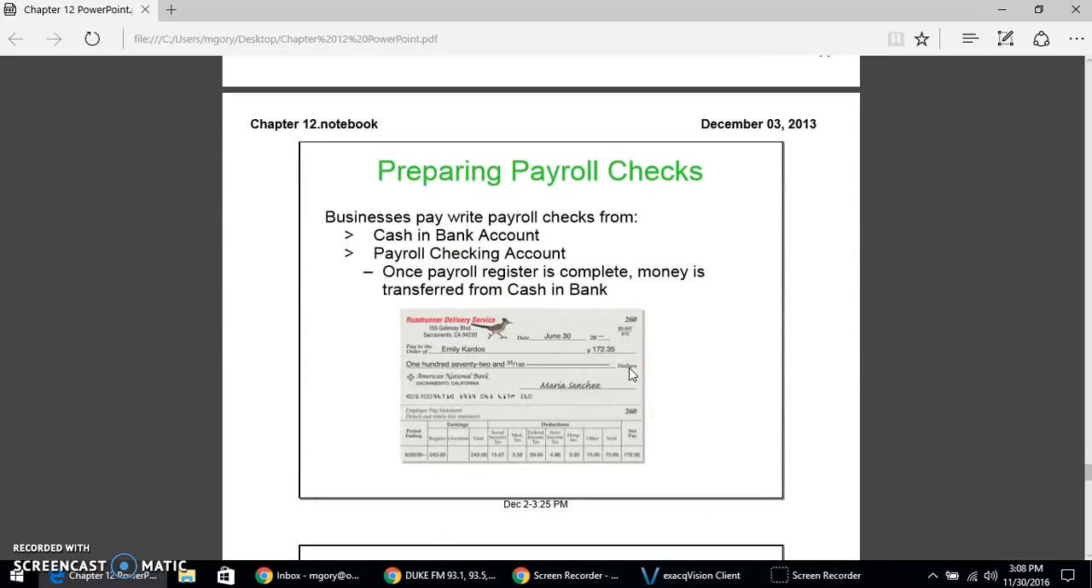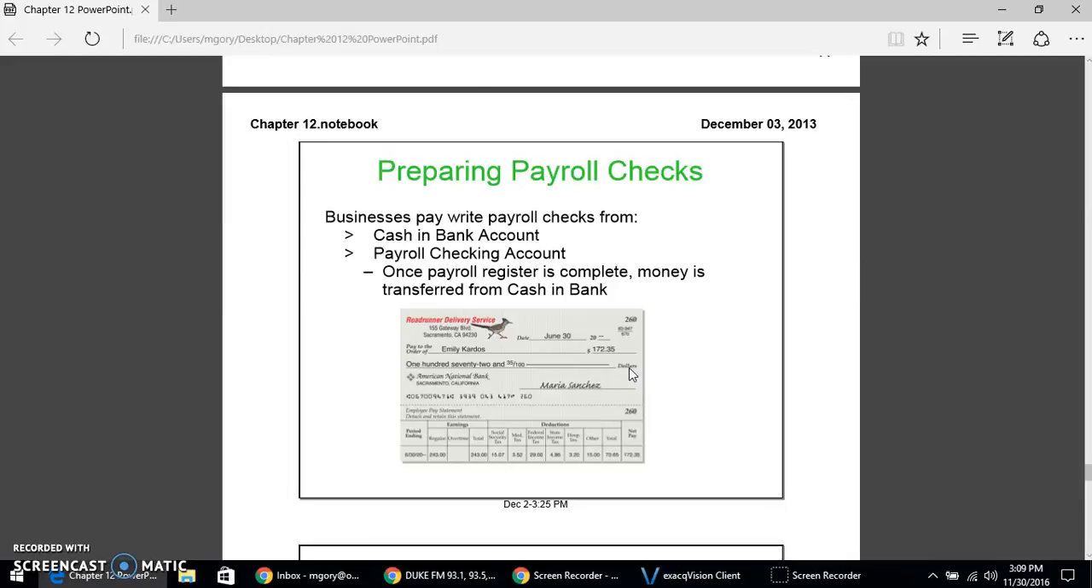Now, preparing payroll checks, the payroll department will do this when they pay employees. Businesses will write the checks in a certain form. Sometimes there are a lot of organizations that don't take care of this anymore. What they do instead is direct deposit. But if you're working for an organization that does still write checks, then they will do it in this manner.